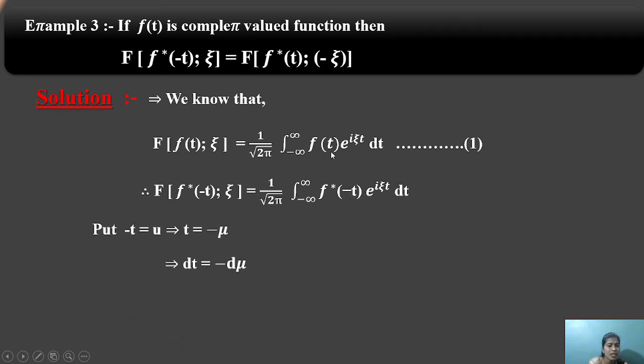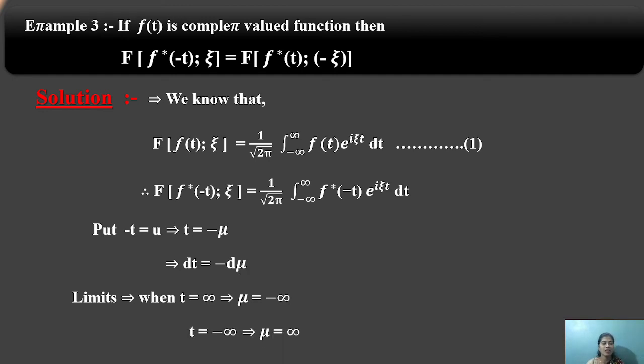Then substitute minus t equals u, that is t equals minus u, and dt equals minus du. Then for the limits, when t equals infinity, u equals minus infinity, and when t equals minus infinity, u changes to infinity. After that, put all these values in the equation. How will it be obtained in this form?